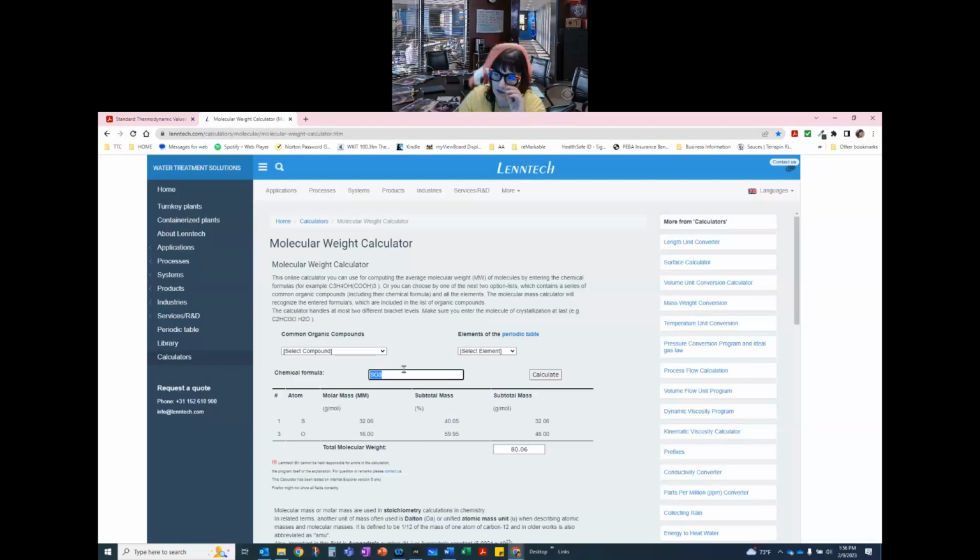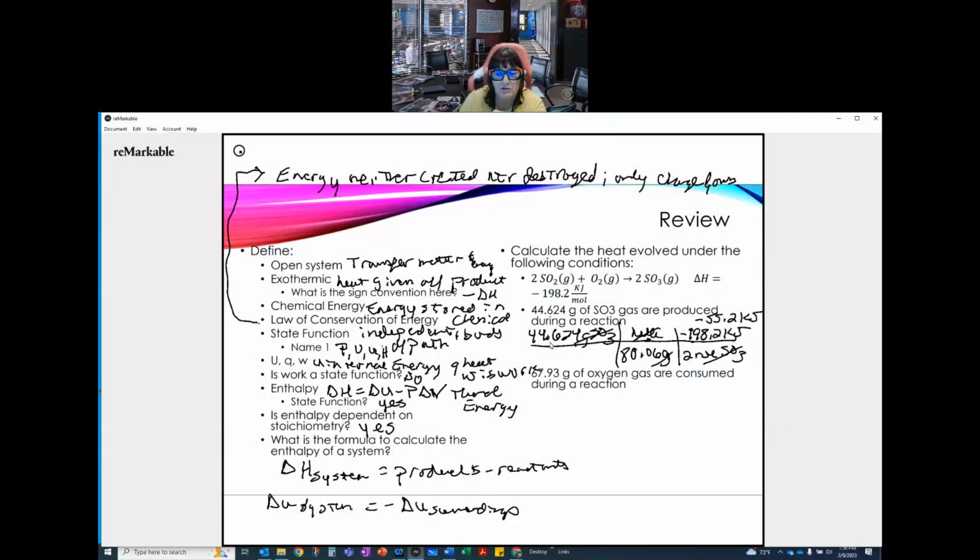We can also calculate this. Oh, for the love of God, I'm so sorry. So 44.624 divided by the 80.06 times negative 198.2 divided by 2 moles, because there are 2 moles in this equation. So that gives me the energy that I need there.